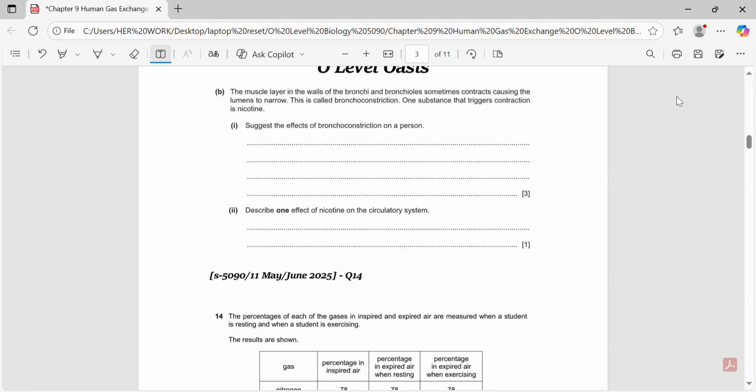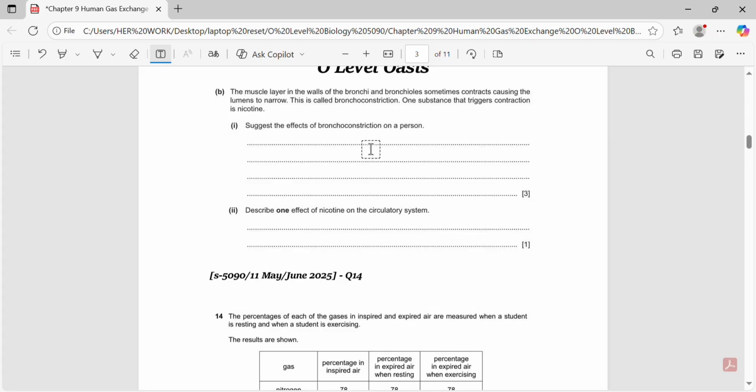Alright, so let's look at this next part carefully. It says, the muscle layer in the walls of the bronchi and bronchioles sometimes contracts, causing the lumens to narrow. This is called bronchoconstriction. One substance that triggers contraction is nicotine. Now, part 1 asks, suggest the effects of bronchoconstriction on a person.